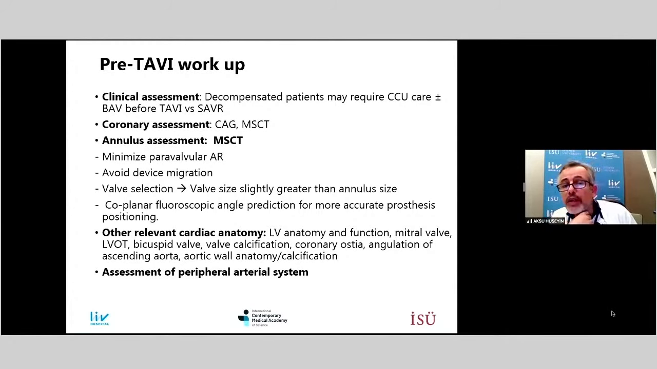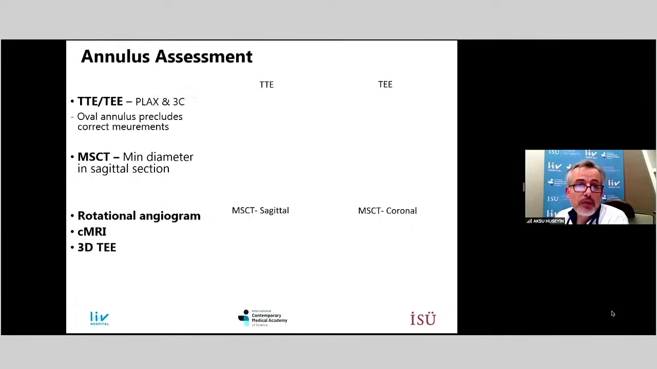До TAVI, подготовка к TAVI: в этой подготовке должны быть клинические работы, коронарные анализы и другие анализы, периферические артерии. И эти анализы тоже очень важны для планирования хирургического вмешательства, для улучшения результатов.